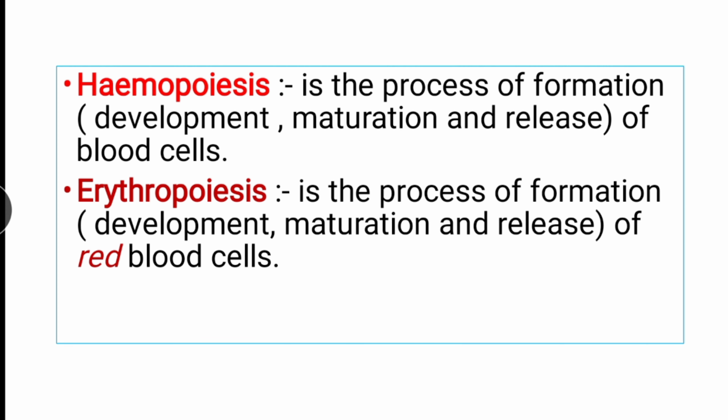Defining hemopoiesis and erythropoiesis. Hemopoiesis is the process of formation, which includes development, maturation, and release of blood cells. Erythropoiesis is the process of formation, which again includes development, maturation, and release of red blood cells. You must add red before blood cells in the definition of hemopoiesis, which gives you the definition of erythropoiesis.